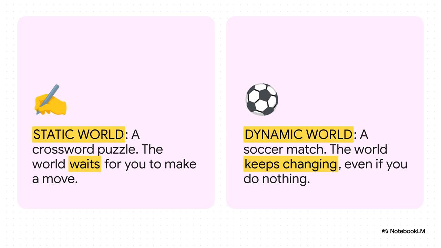And that leads directly to Rule 6. Is the problem discrete or continuous? A crossword is discrete. You fill in one box at a time. Soccer is continuous. The action never stops. If an AI hesitates for even a second in a dynamic, continuous world, that opportunity is gone forever.